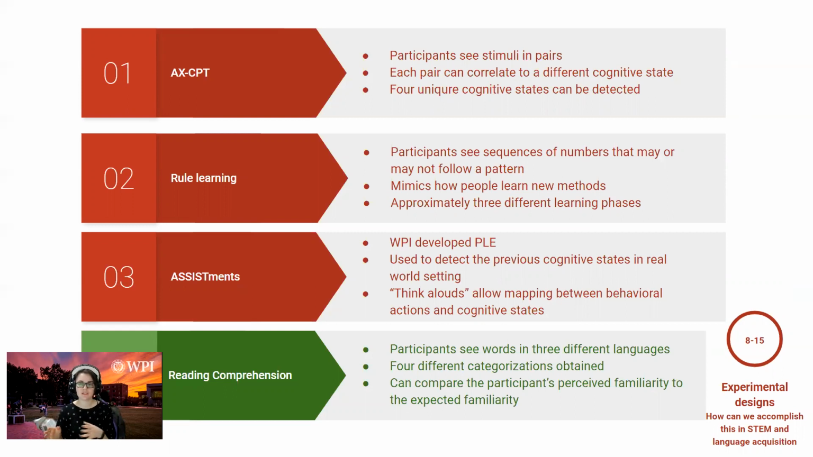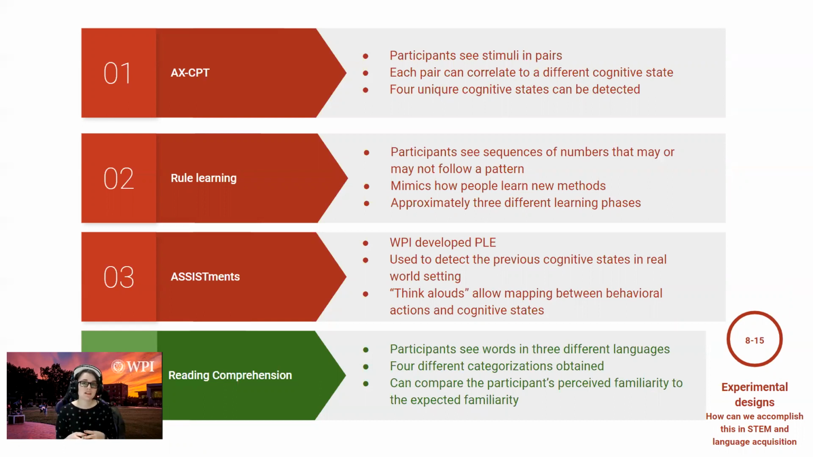Rule learning shows participants sequences of numbers that may or may not follow a specific pattern. It's kind of mimicking how people learn new methods and how to apply new methods or equations that they've seen. Approximately 3 different learning phases that we're searching for in this. And ASSISTments is a WPI developed personal learning environment, specifically an intelligent tutoring system, that we're using to detect the previous cognitive states in a more realistic setting.